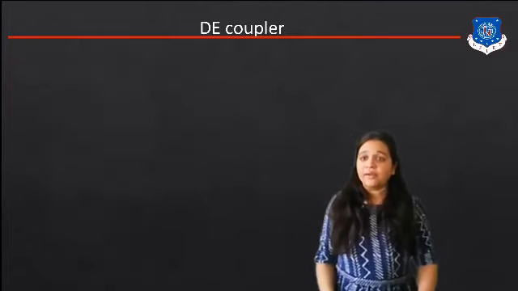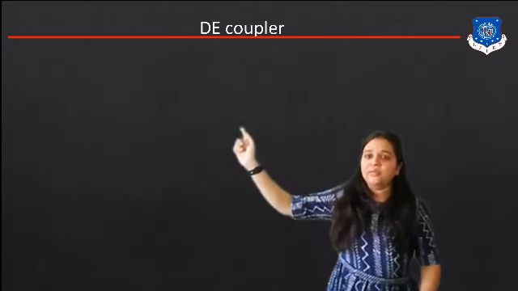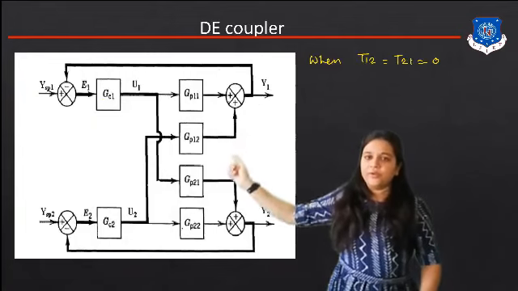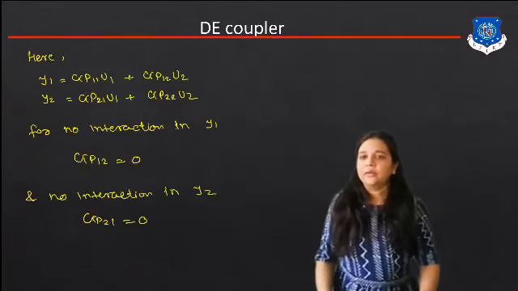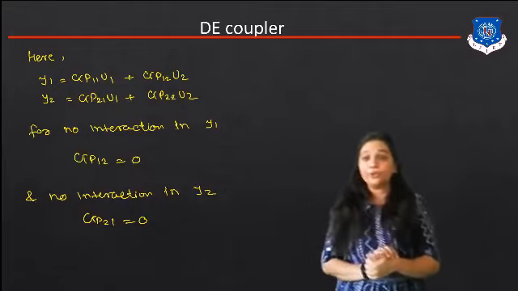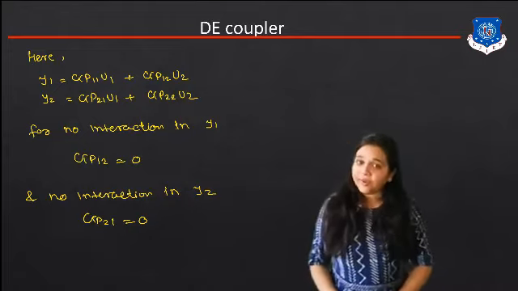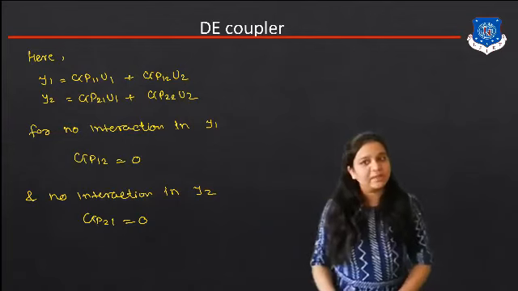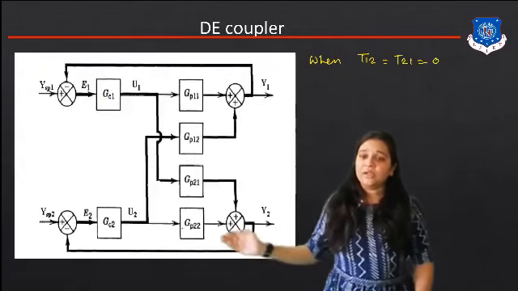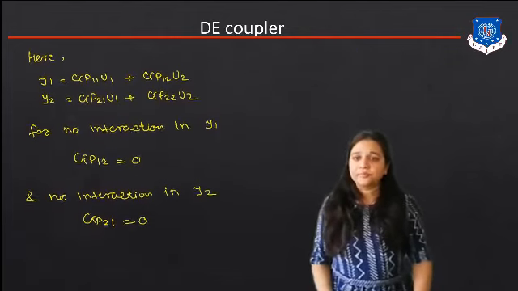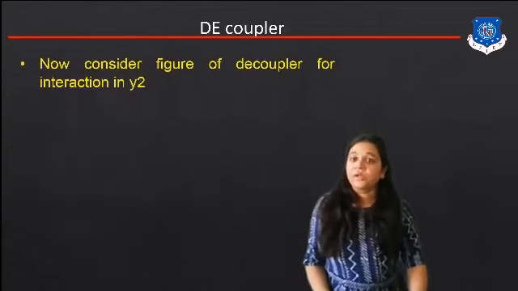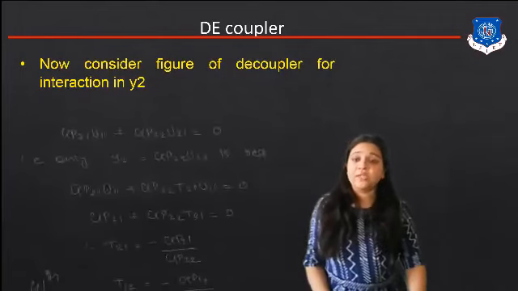So here Y1 is equal to GP11 U1 plus GP12 U2. Then Y2 is equal to GP21 U1 plus GP22 U2. Now there is no interaction in Y1, so we can take GP12 equal to 0, and there is no interaction with Y2. Here you can see that there is no interaction with Y2, so we can write GP21 is equal to 0. Clear? Now consider the figure of the decoupler for the interaction in Y2.